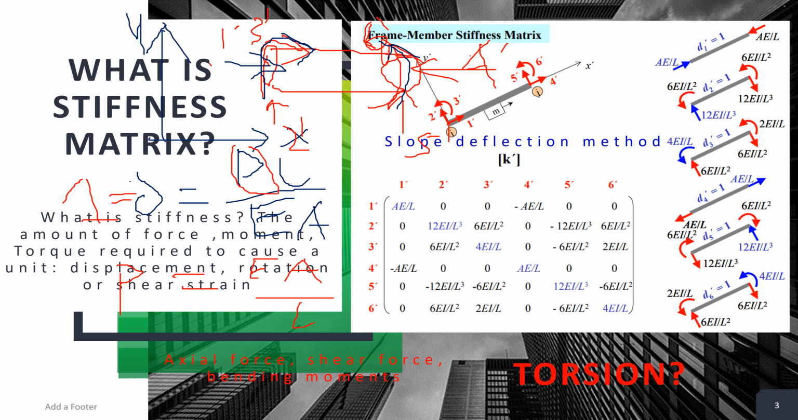So in this direction, that is positive. You can see this value there. Of course, for equilibrium, if this is EA over L, this must be EA over L.